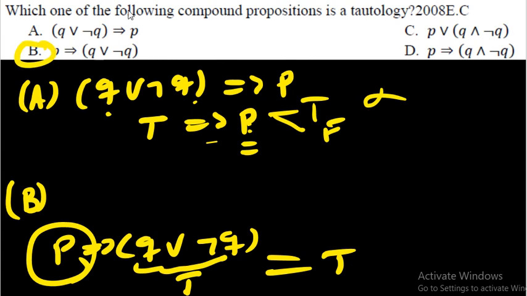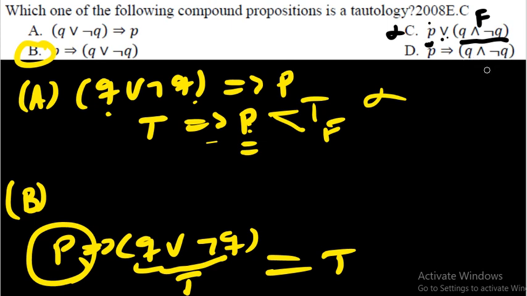If you see choice C, Q and negation Q, it's false, obviously. False or P. We don't know about P. P true will make the whole outcome true, but P false, it will be false. So it is dependent on P. We cannot say it is always true. It's not a tautology.